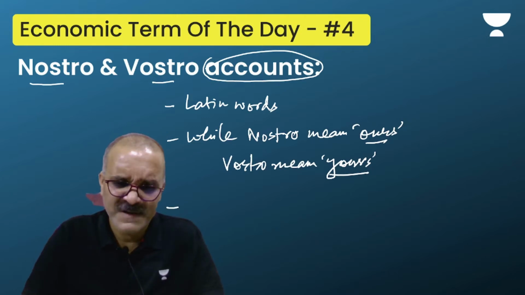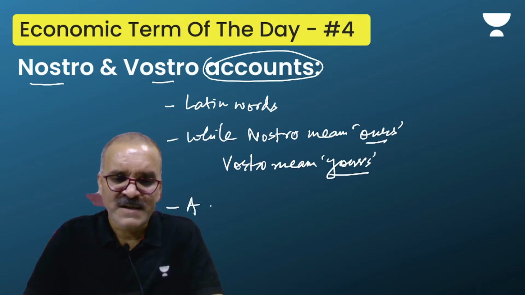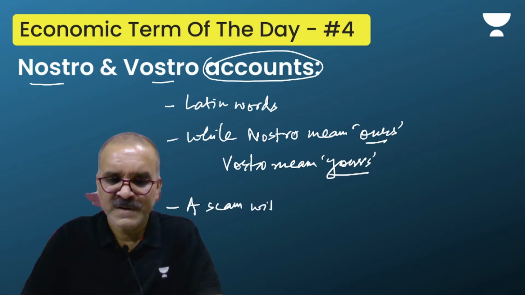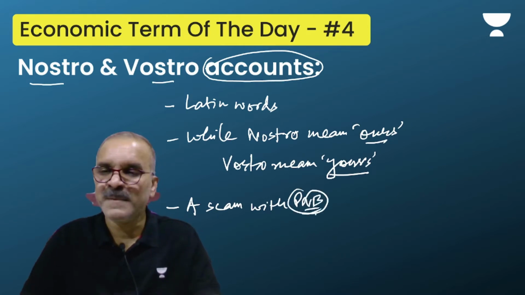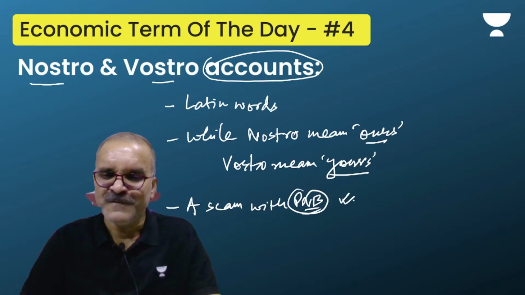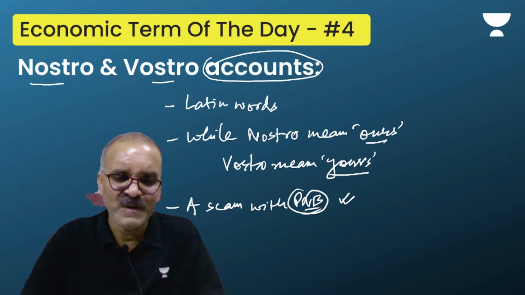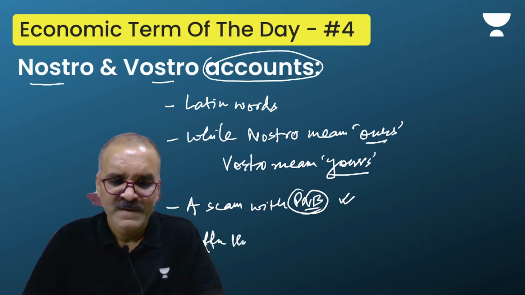These terms first came into use and made news when there was a scam with Punjab National Bank. You know, the diamond trader. This was the first time when Vostro and Nostro accounts came in news. The second time, that is recently, it came in news after the Ukraine crisis.